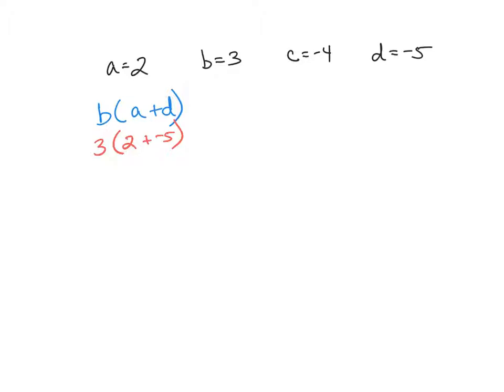First of all, I could do what's inside the set of parentheses. 2 plus a negative 5 gives me a negative 3. So I have 3 times a negative 3. So that final answer is a negative 9.